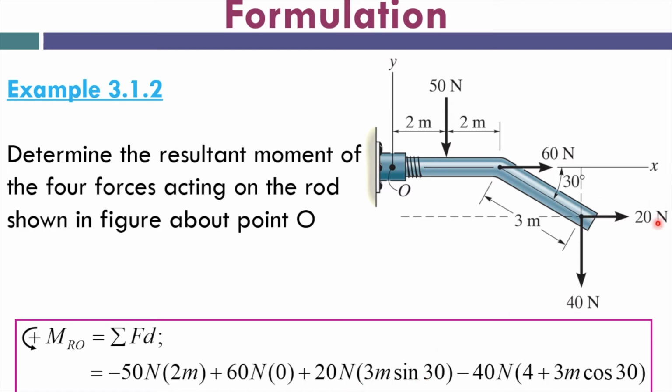Here the 20 Newton force is here. We never apply the 4 meter here because for the 20 Newton with sine 30 we solve to the y-axis. That means the y-axis just takes part until this part only. It won't take until this, but this 40 Newton will take until 4 meter, and also the cos 30 along this way. This 20 Newton just involves this because it rotates this way.